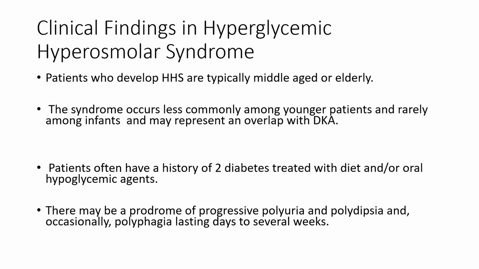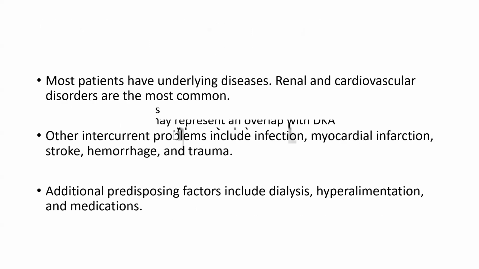So, the clinical findings in HHS: patients who develop HHS are typically middle-aged and elderly. The syndrome occurs less commonly among young patients and rarely among infants, and may present with overlap with DKA. Patients often have a history of type 2 diabetes treated with diet and oral hypoglycemic agents. There may be a profound prodrome of progressive polyuria, polydipsia, and occasionally polyphagia lasting days to several weeks.